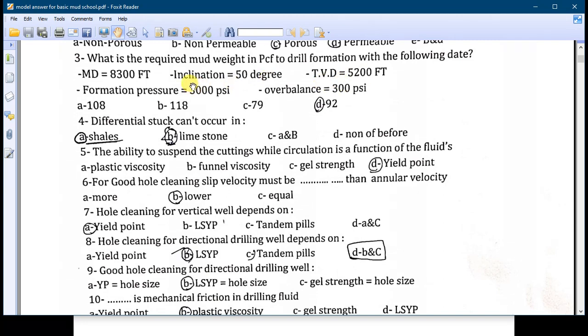It is a very simple question. You will add 3,000 to 300, and you will use the law P equals 1 over 144 multiplied by the mud weight in PCF multiplied by the true vertical depth in feet. From the equation you can get the mud weight. It will be about 92 PCF.